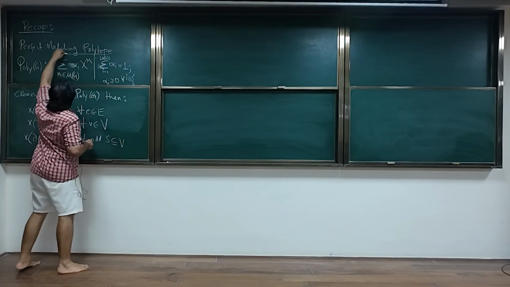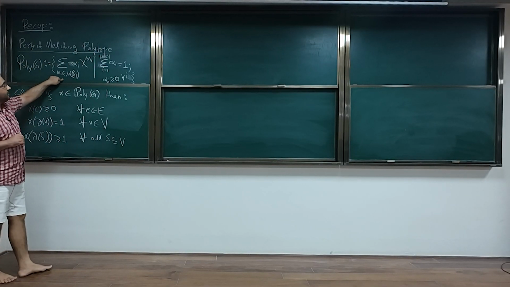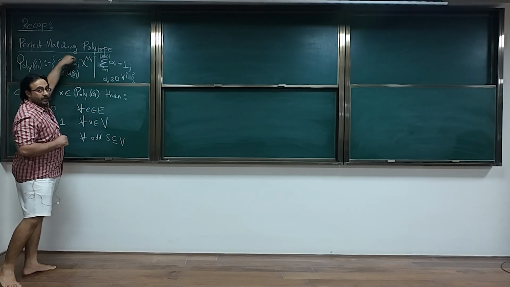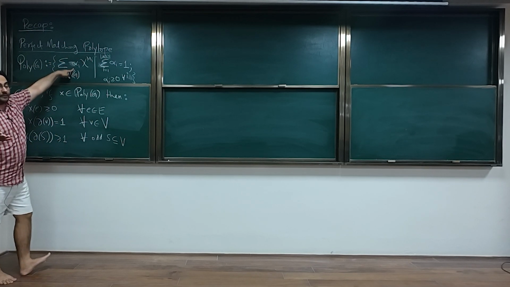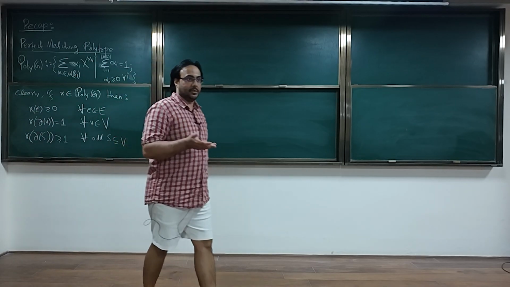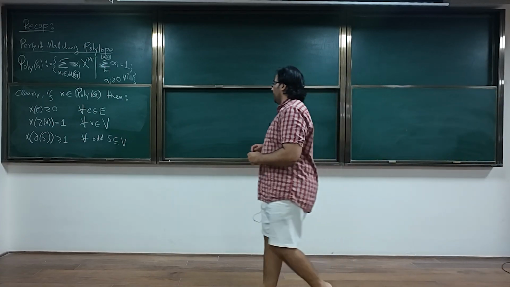It is the set of all convex combinations of perfect matchings of the graph, right? For each perfect matching, you may view it as a vector. This is called the incidence vector, and then you just multiply it by coefficient alpha i. All the alpha i's are non-negative, and their sum is equal to 1, which is the definition of convex combination, right? So that's what the perfect matching polytope is.